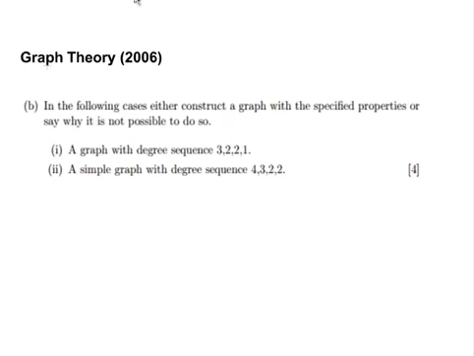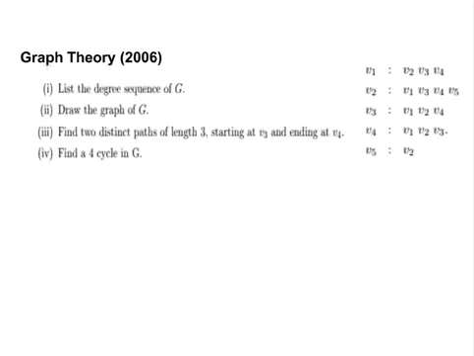Where's it gone? There we go. So the first question: list the degree sequence of G. Now there's the degree. There is the adjacency list there again. So we can see here 3, 4, 3, 3, and 1. So therefore the degree sequence here is 4, 3, 3, 3, and 1.